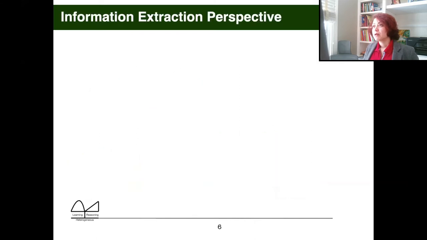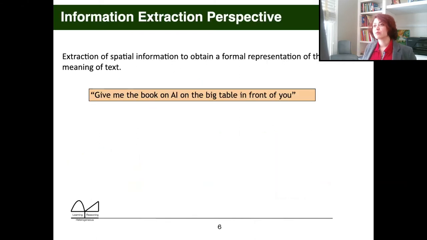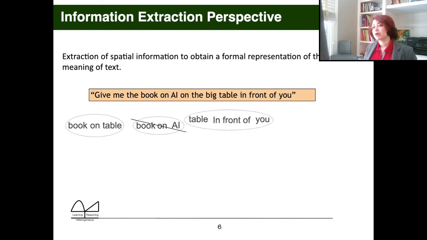and then realize which book we are talking about. So this is a more classical perspective: we need to extract information from language and have a formal representation for meaning understanding, like extracting the objects and their relationships, like book on AI. But maybe here we are concerned about locative information, and book on AI is not important for us, which is the topic, but other spatial information here is important.